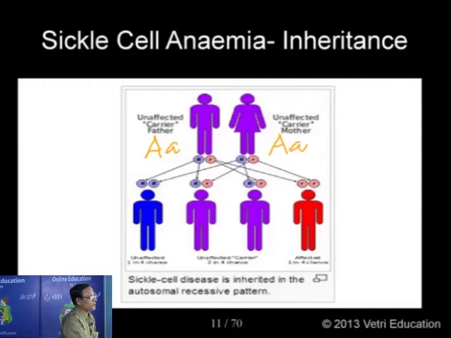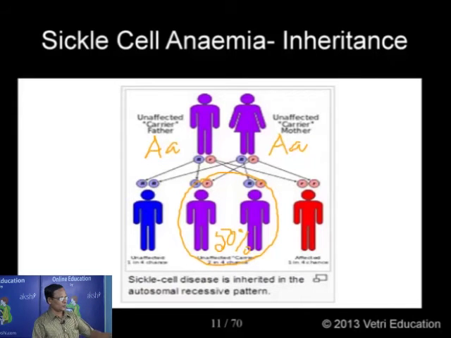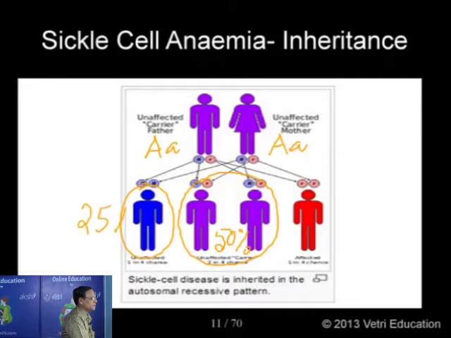Now, 50% of the people are carriers. You see that 50% of the children, the violet colored ones, are carriers. And 25% are not affected, and 25% of the people are affected.